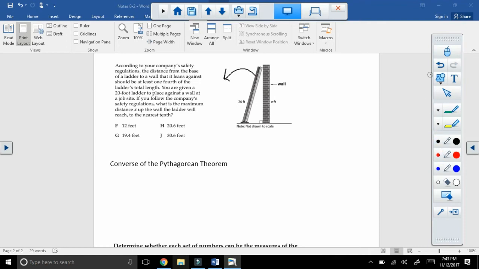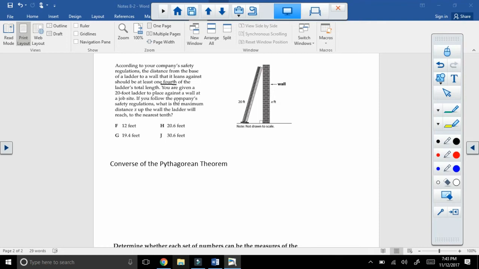Maybe you've seen some clips of people doing that online. Not very safe. So let's read this. According to your company's safety regulations, the distance from the base of the ladder to the wall it leans against should be at least 1/4 of the ladder's total length. You're given a 20-foot ladder to place against a wall at a job site.